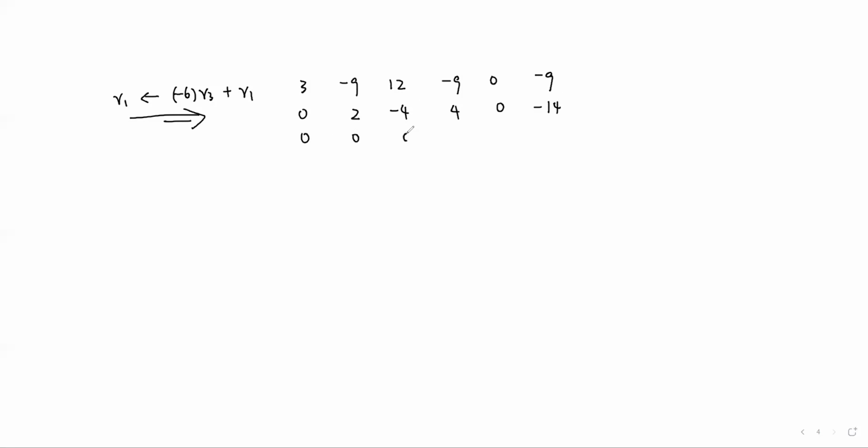-6 times row 3 plus row 1. Put the result in row 1. Then row 1 is 0, -9, row 2. 14, 0, 0, 0, 0, 1, 4.